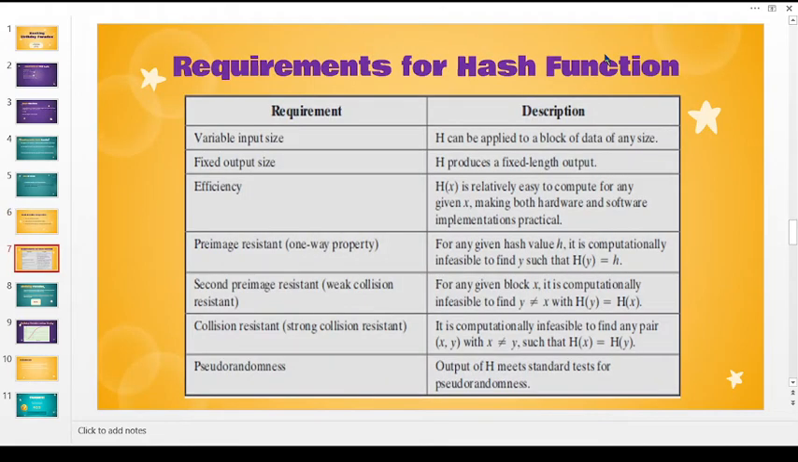These are the requirements for hash functions. The requirements for a hash function are variable input size, fixed output size, efficiency, preimage resistance, second preimage resistance and collision resistance. Here we can see the first three properties are the requirements for the practical application of hash functions. Two, message authentication.